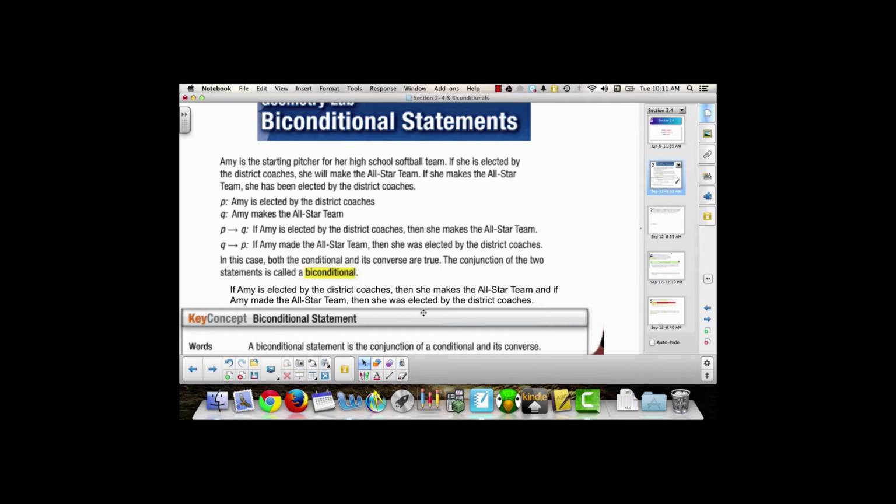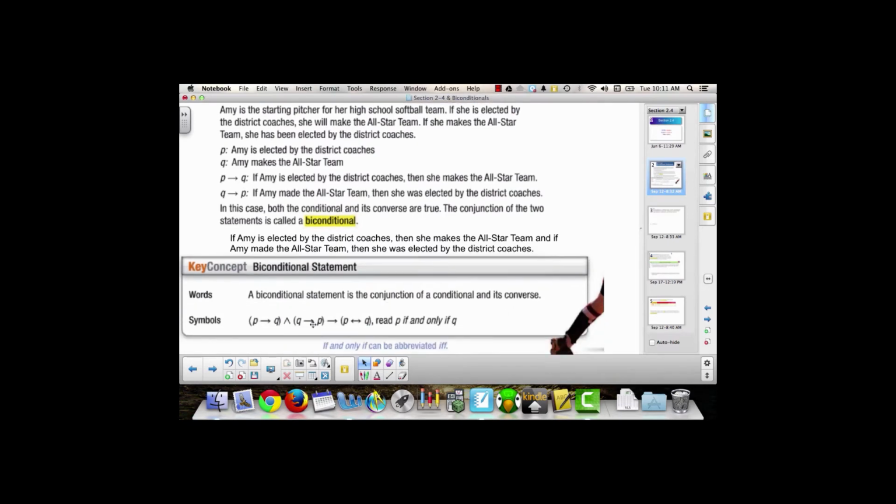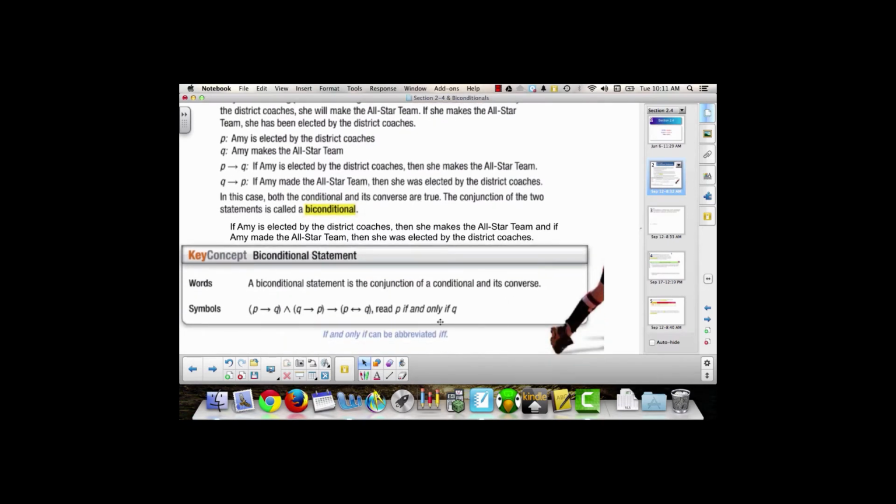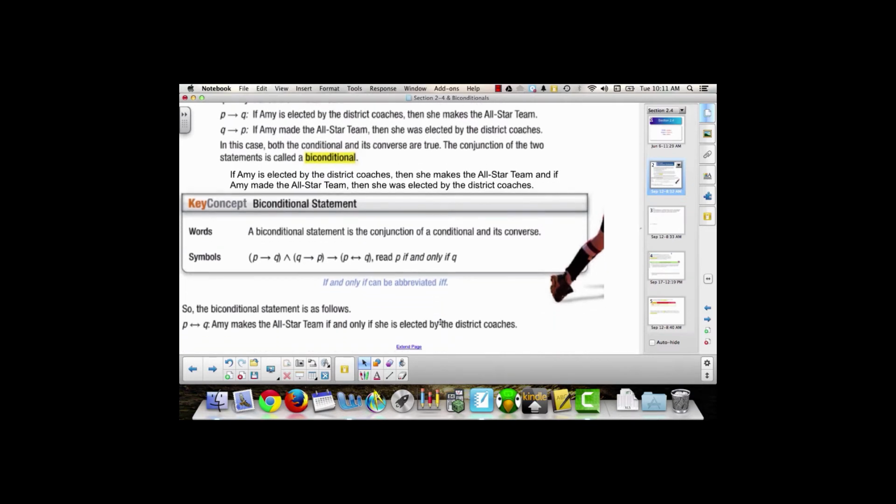So in order to make biconditionals more efficient and easier to write, instead of using the word and writing the converse and its conditional in the entire statement, we will take P and Q and write the words if and only if in between them. So we can take this statement up here and condense it to say, Amy makes the all-star team, P, if and only if she is elected by the district coaches, Q. This statement means this statement up here.